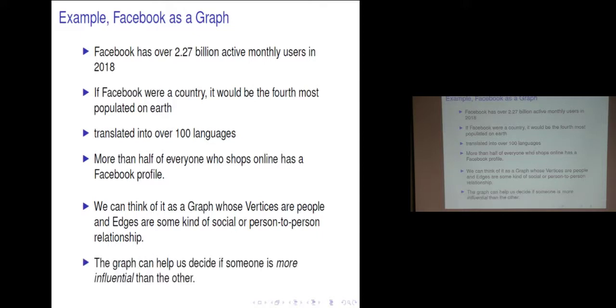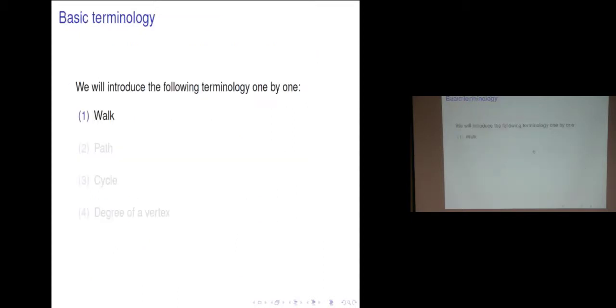Now this graph will help us to study something. For example, it can help us determine whether someone is more influential. Suppose he has lots of connections in this graph, then he is more influential than someone who's isolated with no connection, right? Anyway, this is an artificial example. In order to go back to the Euler situation, to the bridges, I need to introduce these things.